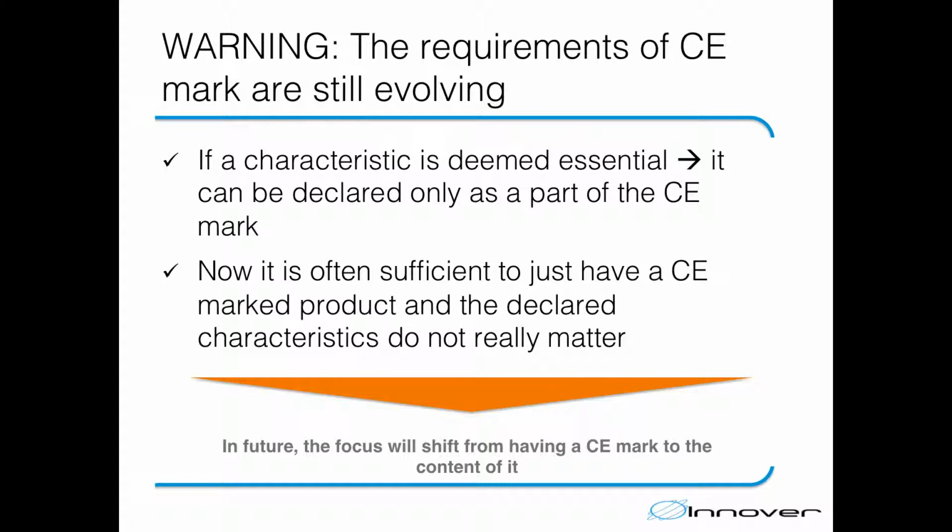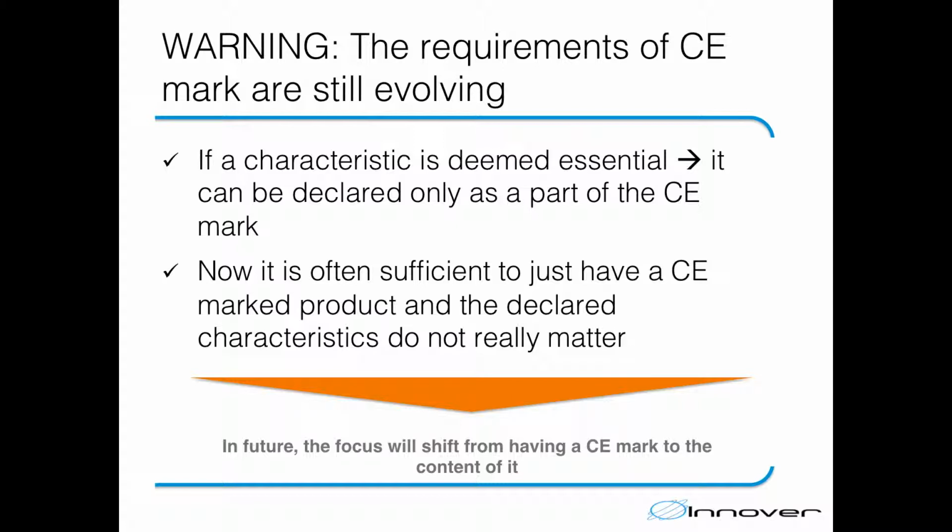And the other thing I would like to mention here is that even though the legislation lets you declare just one characteristic, it might be sufficient now, because what we have noticed is that customers and regulators don't really understand what the CE marking is. So what they usually require is just a CE marked product, and they are not really concerned about the characteristics you are declaring or the content of the CE marking. So at the moment, if you just want to get the CE marking quickly and your customers don't know what they're asking for, you can just declare one characteristic and be done with it.